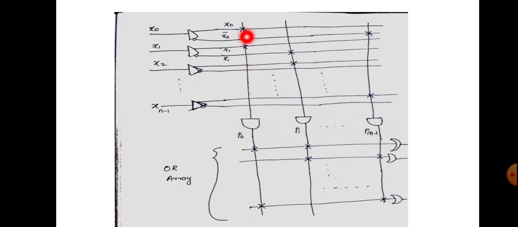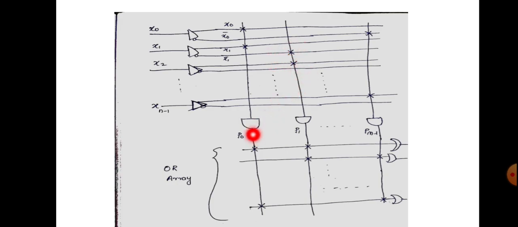Based on our need, we are programming the AND array. In this AND array, the output of P0 is x0 into x1. You can see that here the connection is there. That is why it is marked with the cross. And in the case of P1, this is x1 bar and x2. Okay, so similarly, based on the equation we can program it.